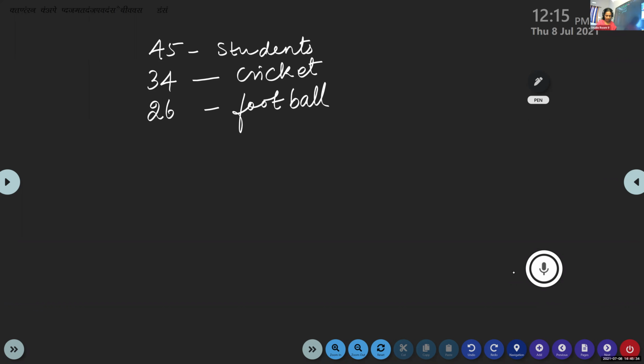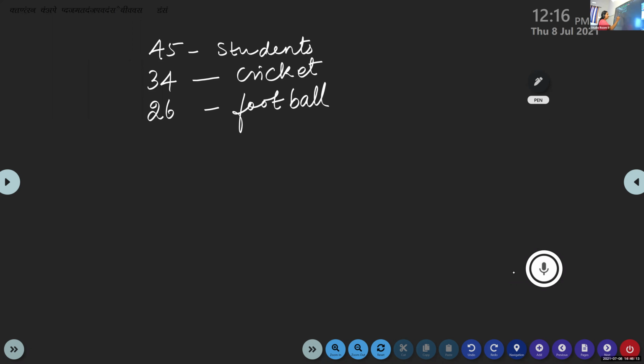Look here, it is given, in a class of 45 students, so the total number of students in that class is 45. 34 like to play cricket and 26 like to play football. Each student likes to play at least one of the two games. How many students like to play both cricket and football? So here we should use some alphabets for representing the sets, and make it into a set notation.